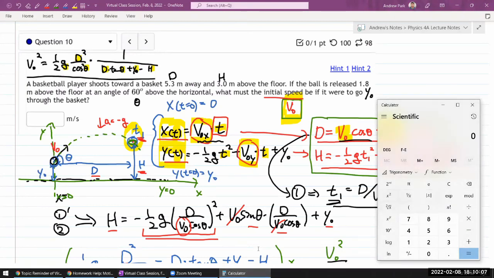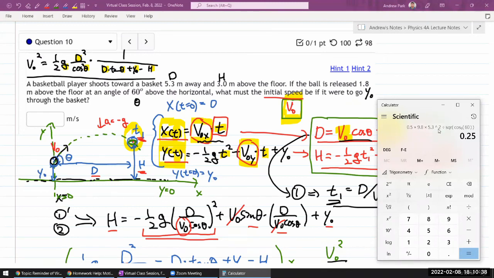Okay, so let me just plug in all the numbers. So 1/2, 0.5 times g, 9.8 meters per second squared, times d, which is 5.3 meters squared, divided by cosine of theta squared. So I have to be careful here. I'm going to put in my angle first and make sure I'm on degree mode. Take the cosine, okay, and then square it. Okay, I think that looks right so far.